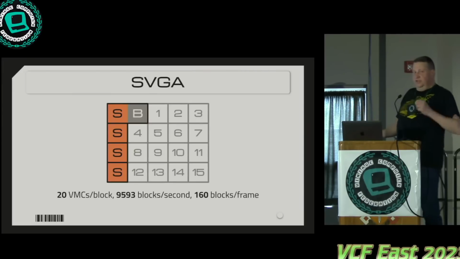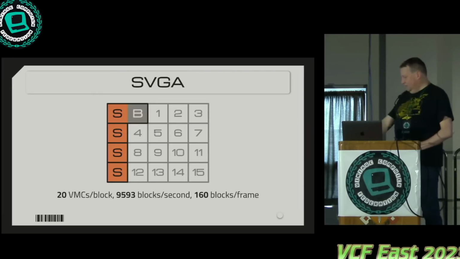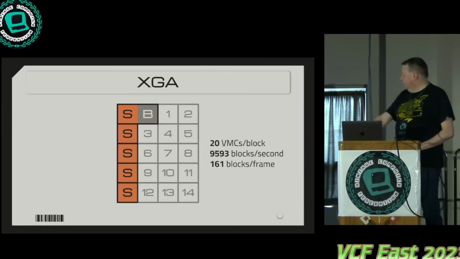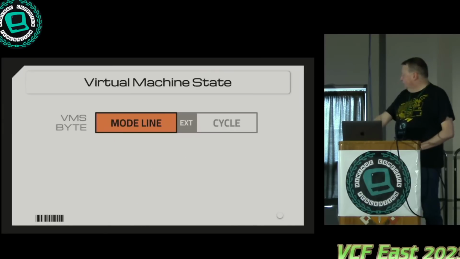The SVGA looks like this. This is 4 by 5. So that's 20 virtual machine cycles per block, and that's pretty close to 9600 baud. So the block rate is used to actually do the serial communications at 9600. So there's 160 blocks per frame, 161 blocks per frame.